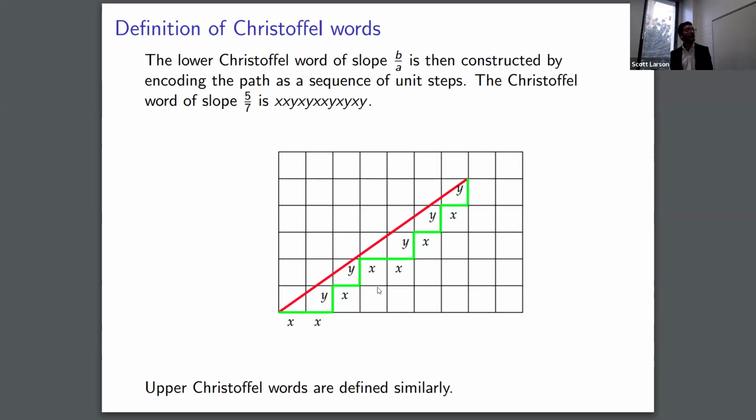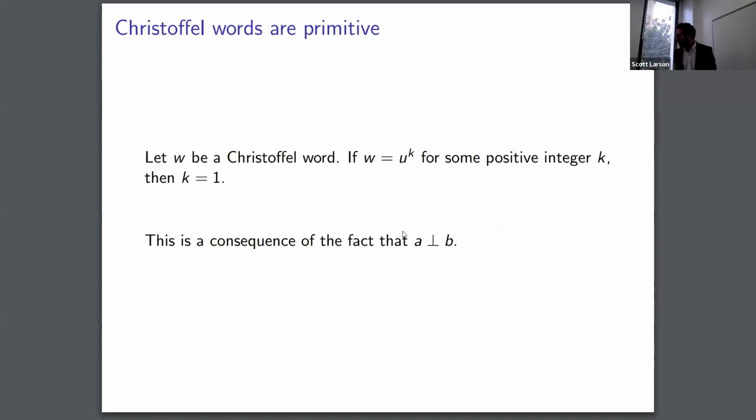You can define upper Christoffel words in a similar manner, just by taking it to be the path above the line. Christoffel words are primitive. So primitive basically means that it's not a power greater than 2 of another word. So we have W as a Christoffel word. And if we have some U to the K that's equal to W, then the K must be equal to 1. And that is a consequence of the fact that A and B are relatively prime.